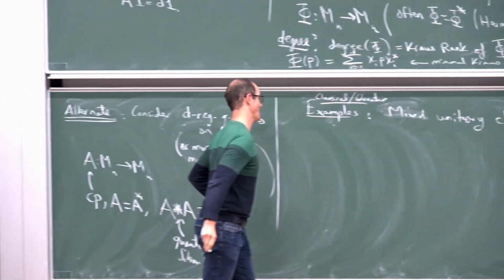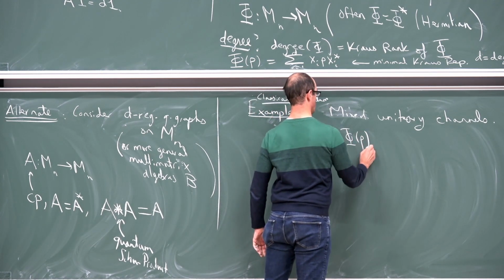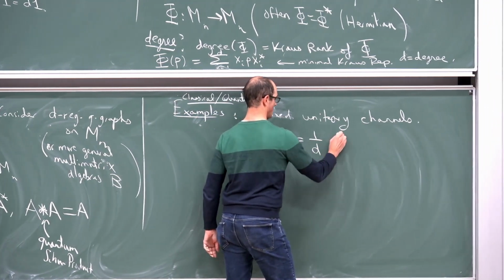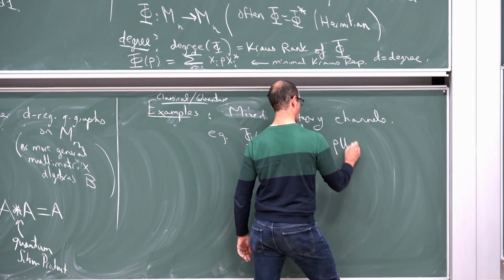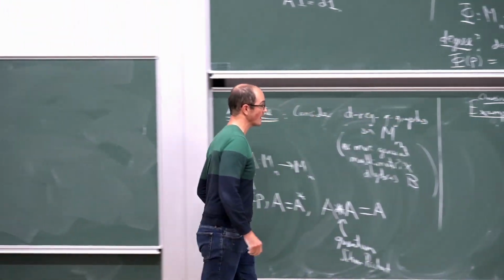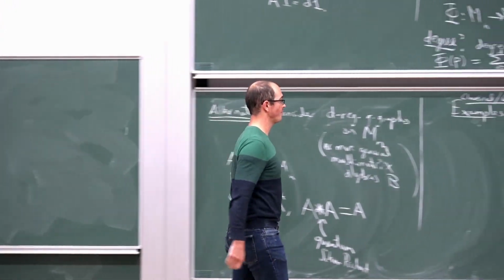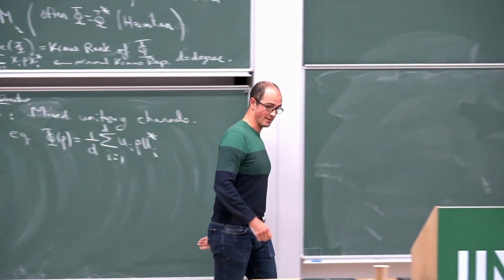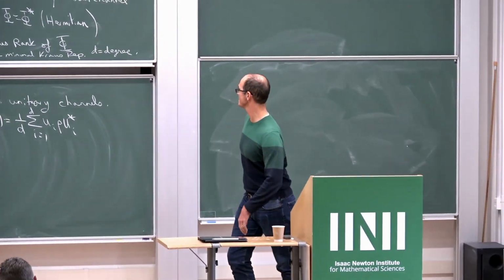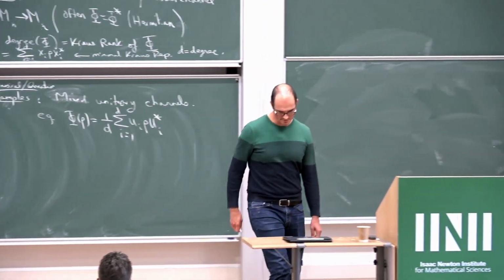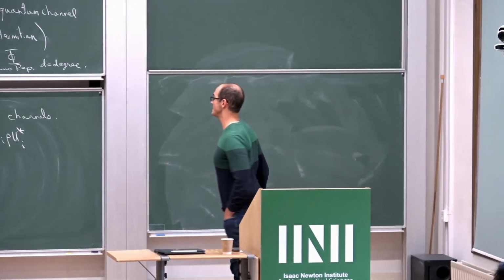So for example, you just take phi of rho to be, let's say, 1 over d times the sum over i equals 1 up to d of ui rho ui star. So this in general will not be a Hermitian channel unless the maps are chosen appropriately. And of course, there could be some redundancy in this representation. So the degree is not necessarily what I wrote here, but one could, in principle, compute this.